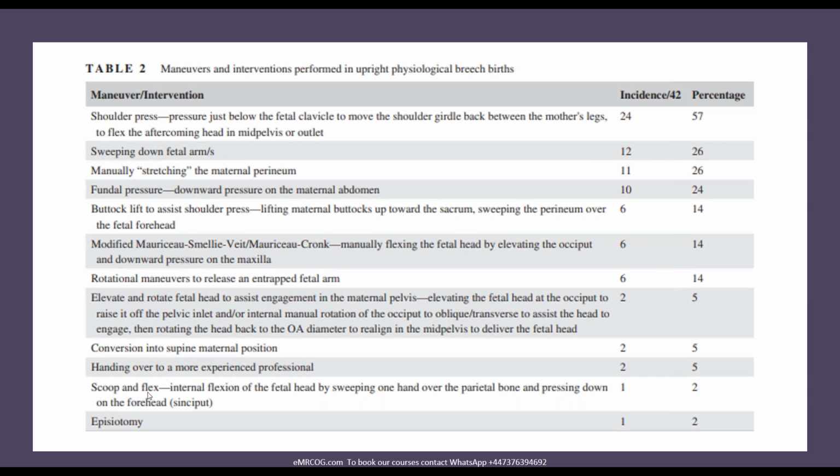Next is the scoop and flex. Scoop and flex is internal flexion of the fetal head by sweeping one hand over the parietal bone and pressing down on the forehead. So guys, the two actions that I need to take: please remember it's buttock left to assist the shoulder press and then scoop and flex. Are we clear so far?